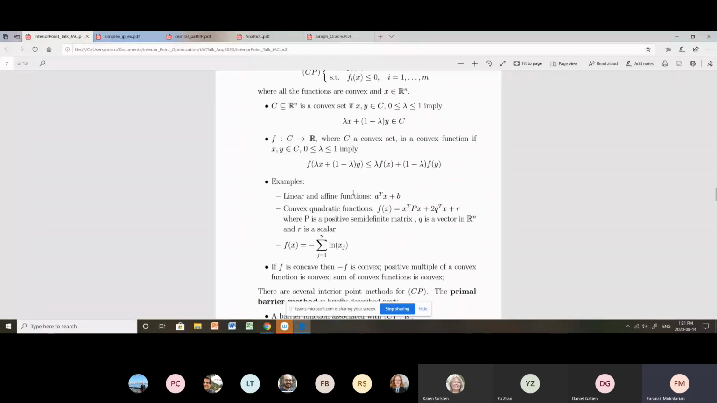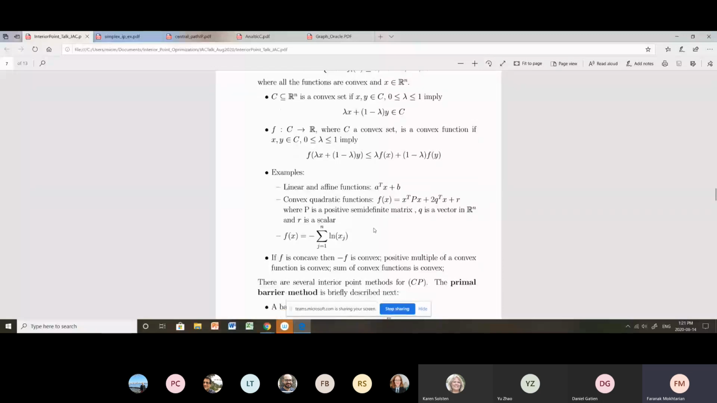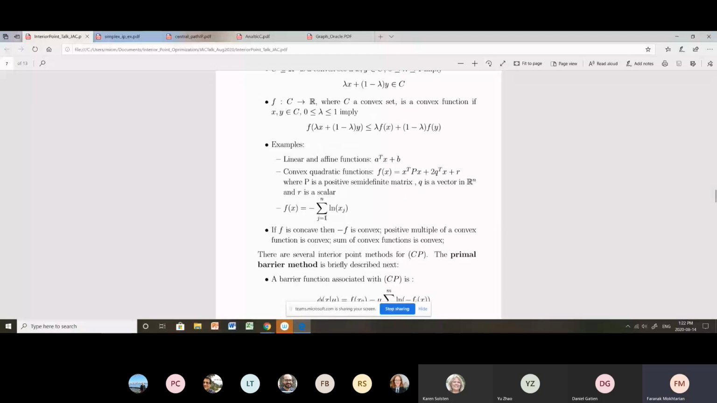In R^n, if we look at the functionals, linear and affine functions are convex. Convex quadratic functions, in the sense that a quadratic function where P is positive semi-definite, are also convex. The thing that we had in the barrier function, minus sigma ln of xj's, that would keep the xj's strictly positive, is also convex. And if you have a concave function f, minus f is convex. A positive multiple of a convex function is convex. A sum of convex functions is convex, so it has certain properties.